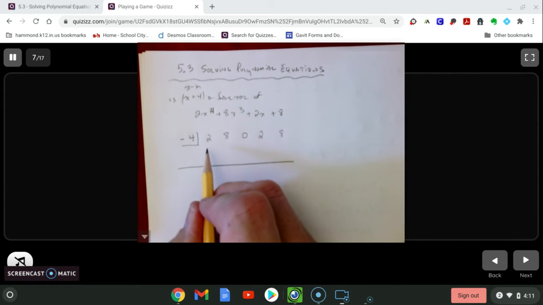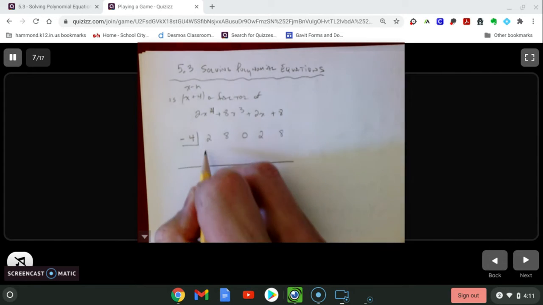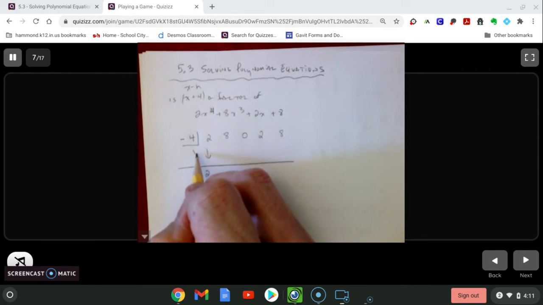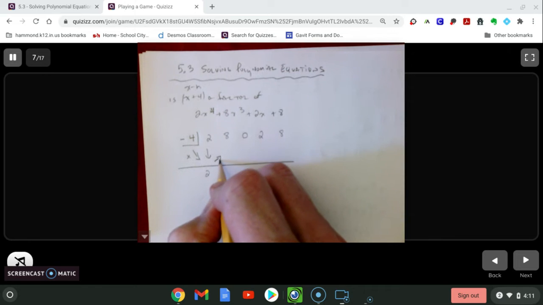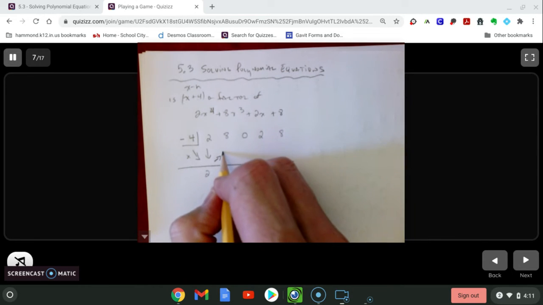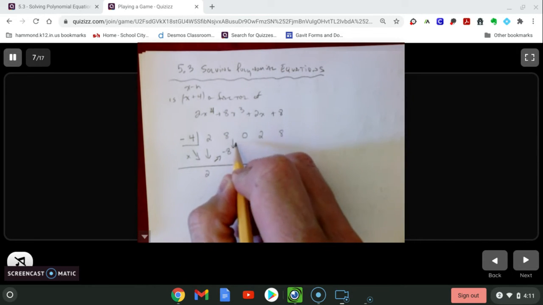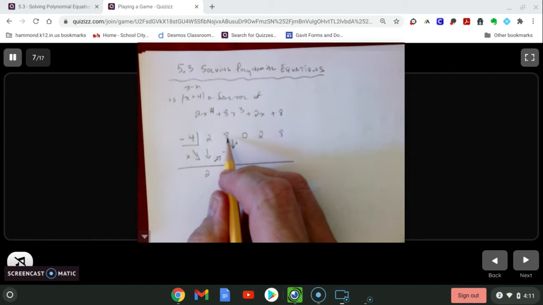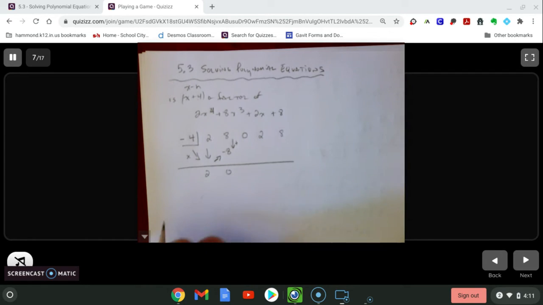All right, so remember how synthetic division worked. I'm going to bring my 2 directly down. I'm going to take the negative 4 and multiply times the 2, and that product is going to go here. Negative 4 times 2 is negative 8. And then I'm going to add going down. 8 and negative 8 gives me 0.